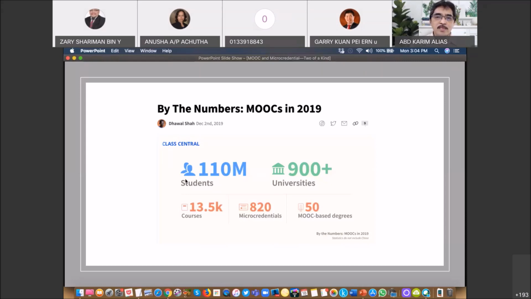Not only in the US, including Malaysia as well. So 900 plus universities around the world, and there's also already micro-credential there. As you can see, 820 micro-credentials. And we are yet to really be part of this. And 50 MOOC-based degrees. Do you know that now some US universities are offering degrees based on MOOC.